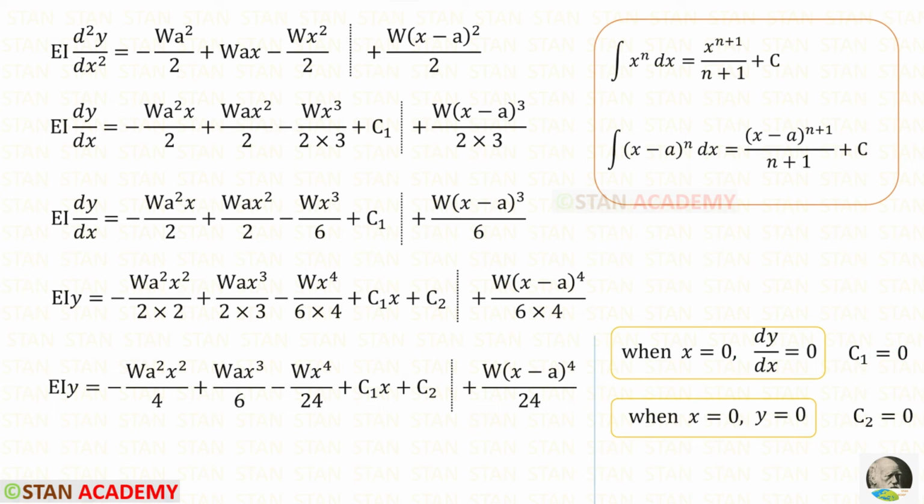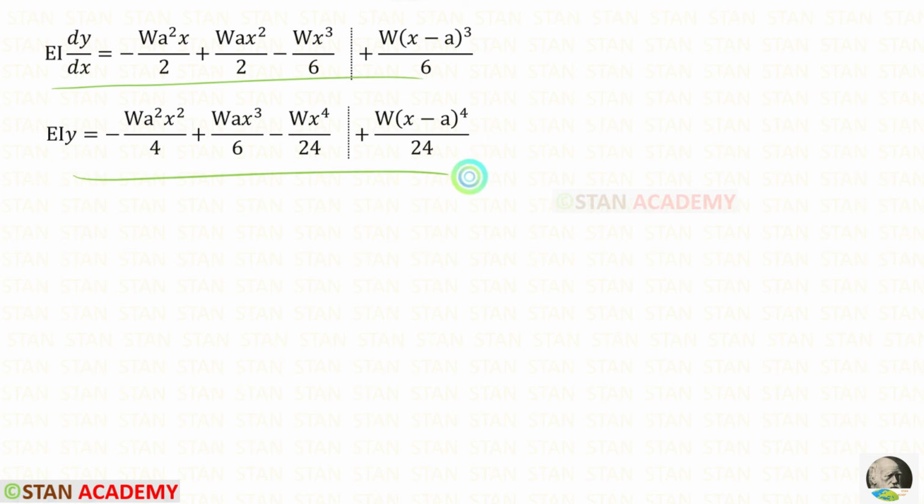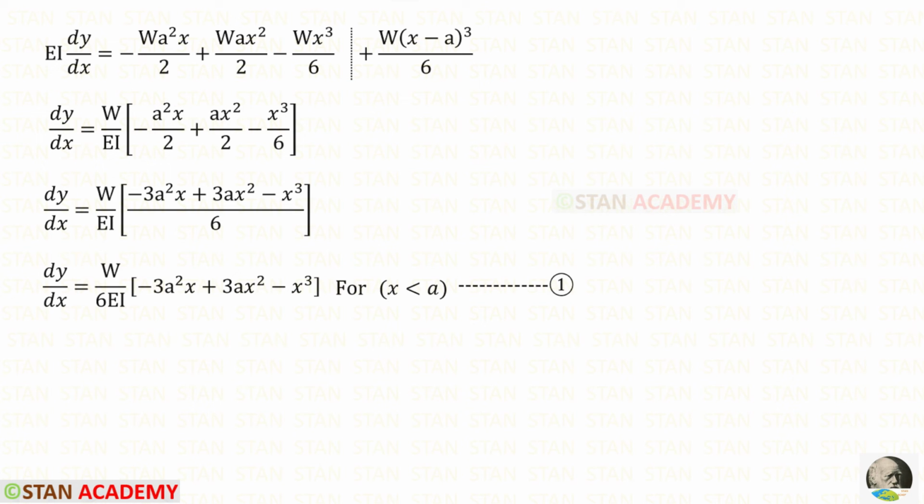Also, in the fixed support, the deflection y will be 0. So, in this equation, now we can apply 0 for x and y. When we do that, we should not consider this. In this way, for C2, we will get 0. In these two equations, we can apply the values of C1 and C2 so that we will get these two equations. First, let us take the slope equation.